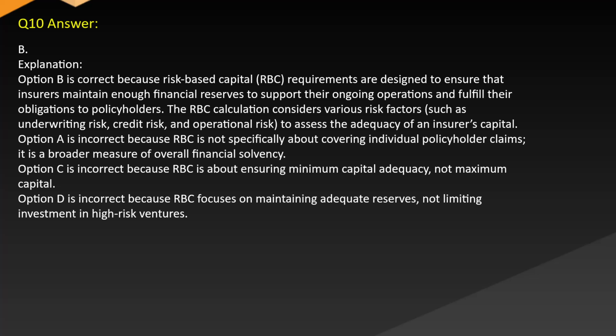It is a broader measure of overall financial solvency. Option C is incorrect because RBC is about ensuring minimum capital adequacy, not maximum capital. Option D is incorrect because RBC focuses on maintaining adequate reserves, not limiting investment in high-risk ventures.